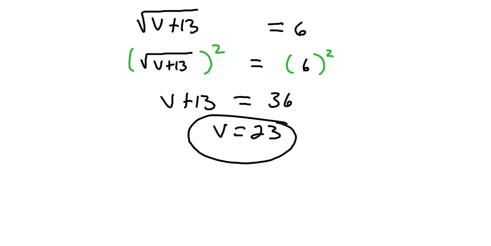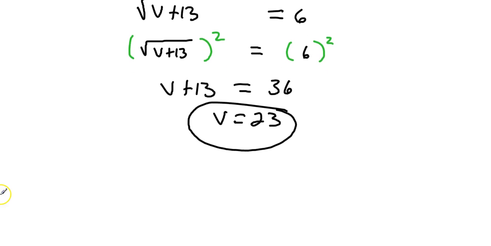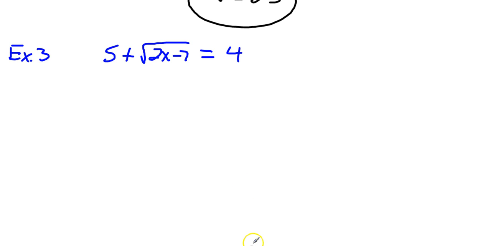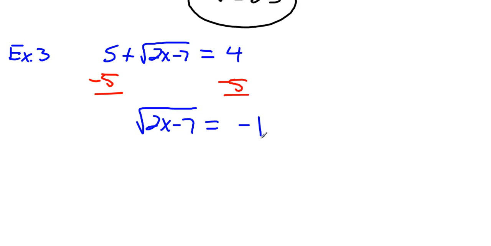All right, now here's where we've got to stay on our toes just one tiny little bit. Okay, so let's say you've got 5 plus square root of 2x minus 7 equals 4. All right, set up the very first beginning still the same way. You're going to subtract 5 from both sides. And then you've got square root of 2x minus 7 equals negative 1.